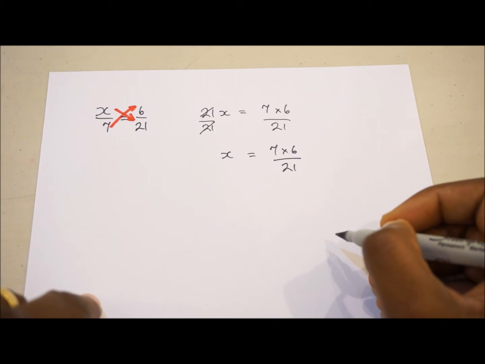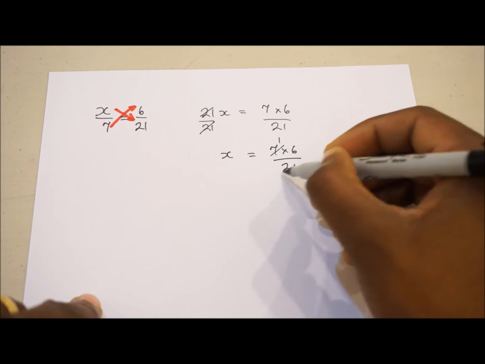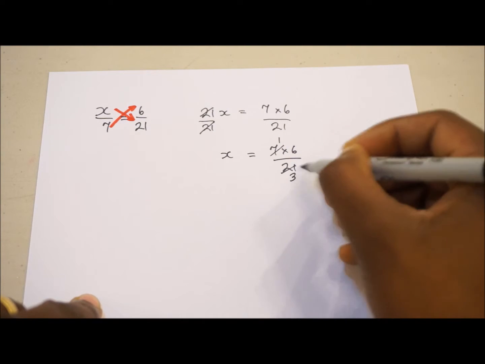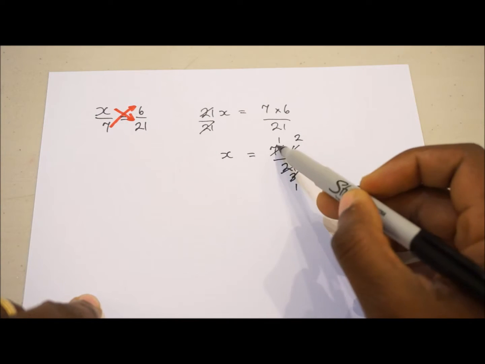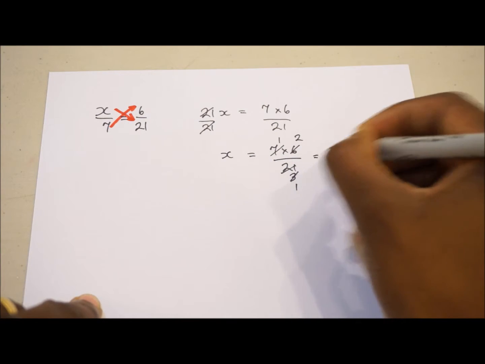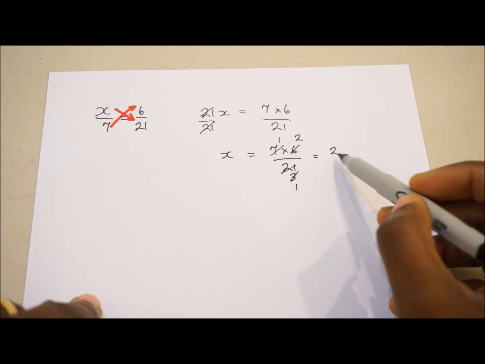From there, I can easily cancel as much as I can. 7 into 7 goes once, 7 into 21 goes 3 times, 3 into 3 goes once, 3 into 6 goes 2 times. Therefore, I'm left with a 1 times 2, which gives me 2, and a 1 below. Therefore, x is 2.